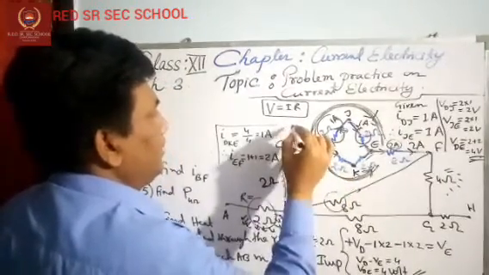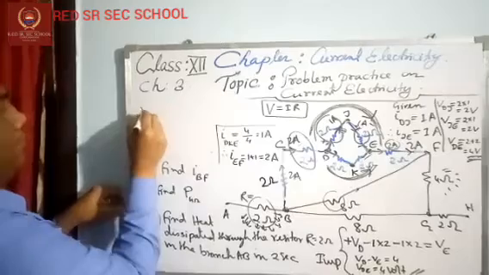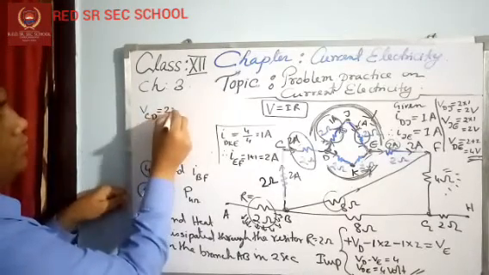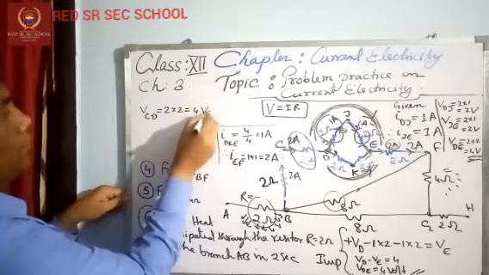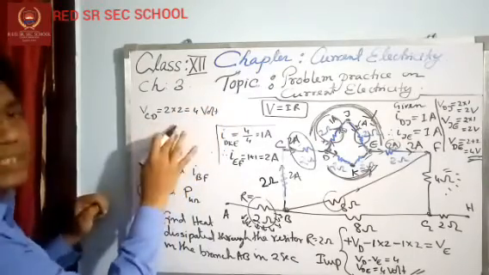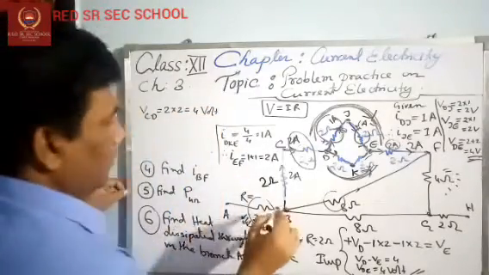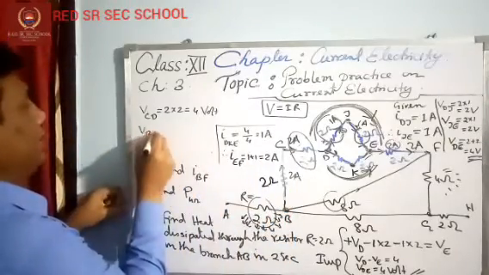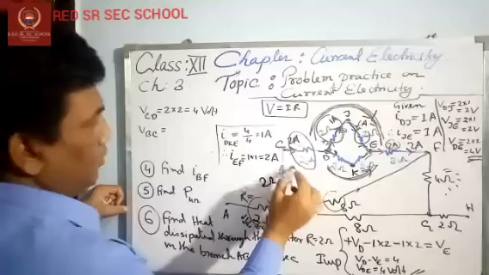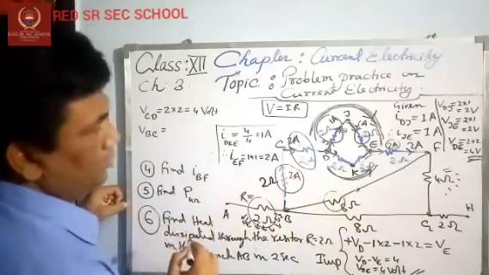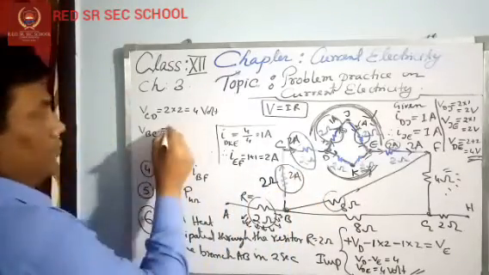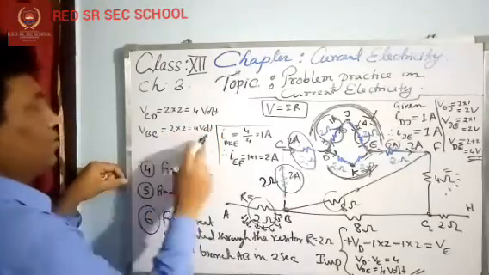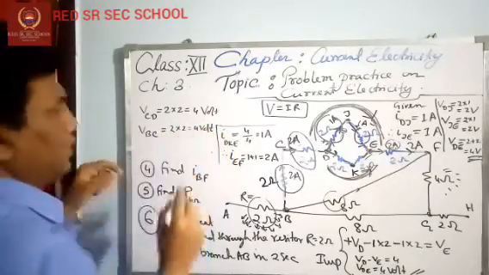Here voltage drop will be between C and D. Voltage drop will be 2 into 2 equal to 4 volt. It is not asked, but you can calculate. What is the potential difference between B and C? What is the current here? 2 ampere. What is the resistance here? 2 ohm. Again 2 into 2 equal to 4 volt. Remember, that is also not asked, but it can be.